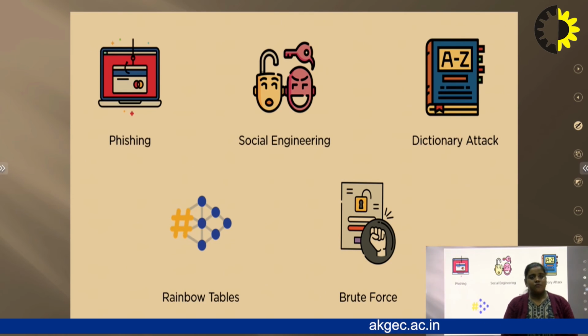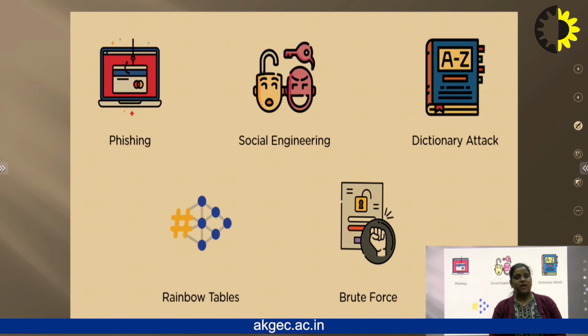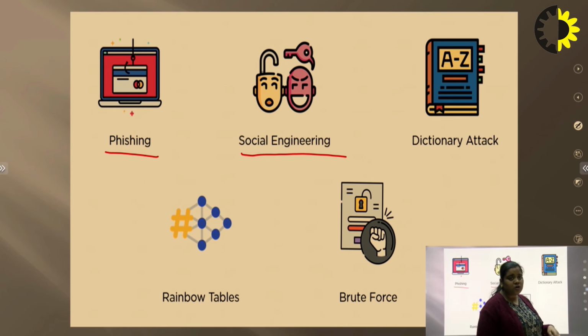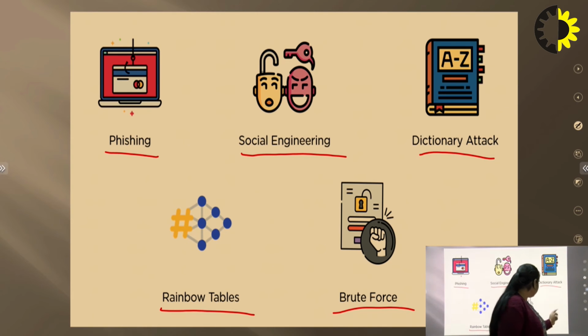To carry out password cracking, attackers use different kinds of strategies. Here, five common strategies are listed. The first common strategy is phishing. The second common strategy to crack the password of a victim is social engineering. The third is the dictionary attack. The fourth is the rainbow table. And the fifth is brute force.